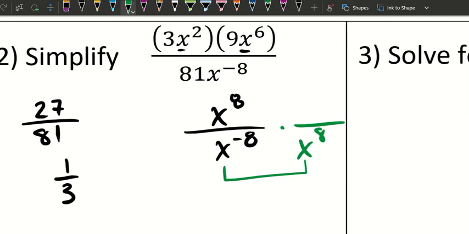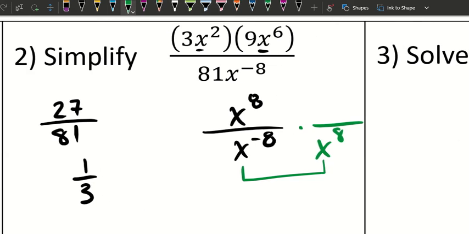Anything to the 0 power equals the number 1. I have changed the nature of this fraction though, so to fix that, I'm going to multiply the numerator also by x to the 8th power. Again, big idea, multiplication by 1 doesn't change a thing, it just changes the form the thing's in.